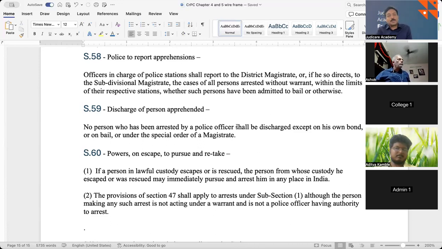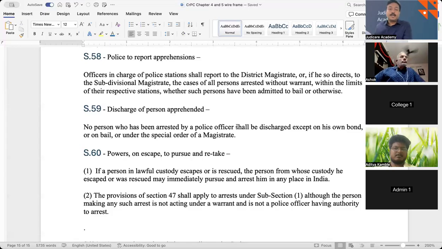And alternative reporting is also given in case it needs attention from an SDM. Normally it is done to the SDM only, division wise. So it creates an accountability. It creates a tracking report. It creates a judicial supervision, and it gives a statistical and administrative report also.